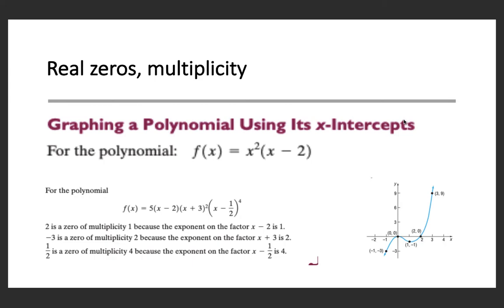Zeros and multiplicity. Real zeros and multiplicity. What is a real zero? A real zero is some number for which this function will become 0. The value of this function will become 0. Look at this. If I put 0 here, what happens? 0 into this, so everything will become 0, right? That means for x equal to 0, the whole function is 0.